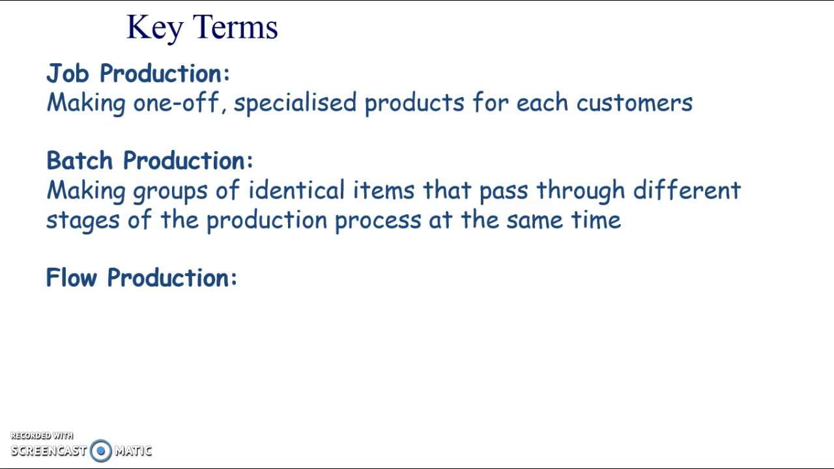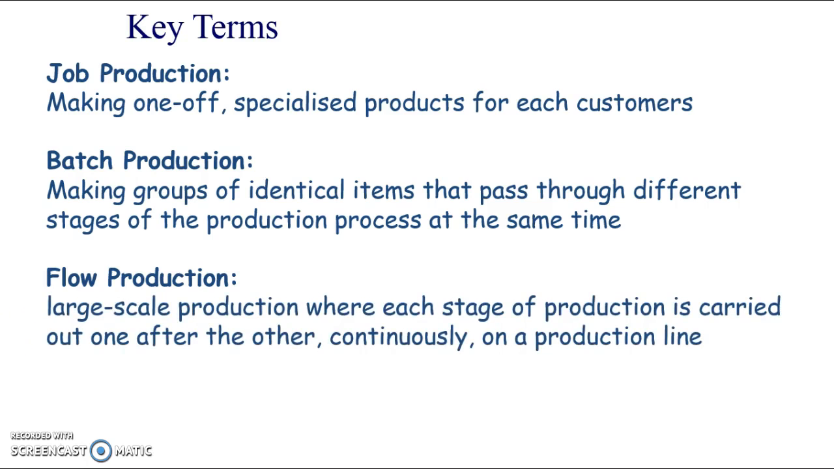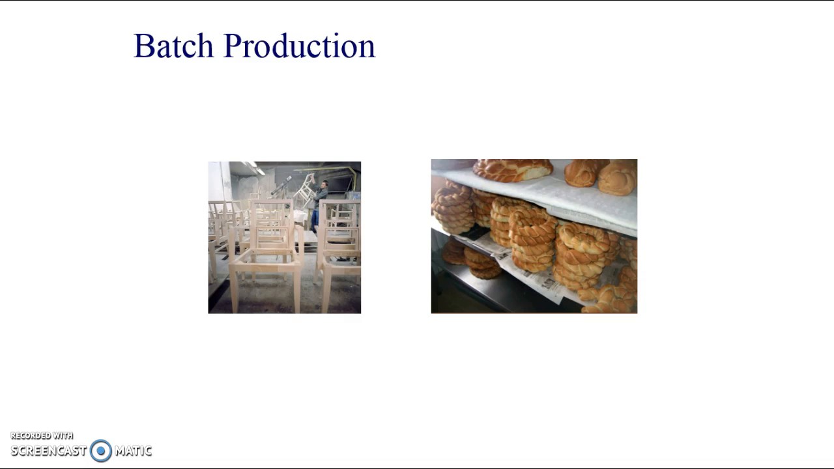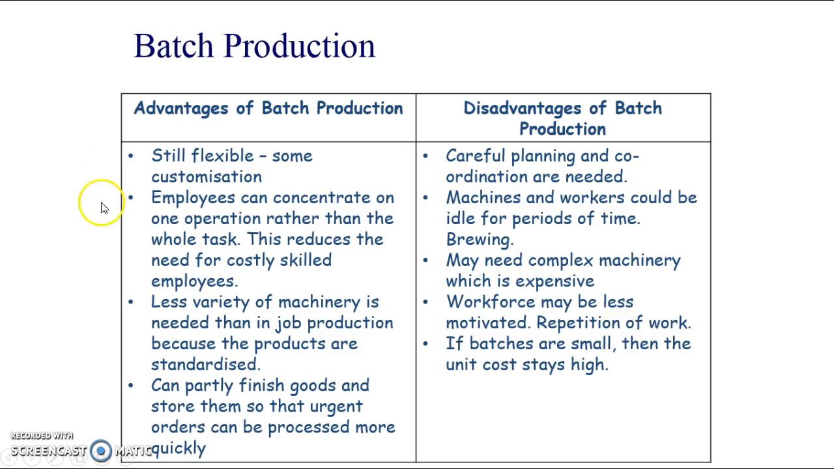And then flow production is large-scale production where each stage of production is carried out one after the other continuously on a production line. It's quite a bit of a mouthful there. But I'll go through some of the features of it in a second. It is very important though that you do remember batch production from Unit 1. So here I've got a picture of some chairs being produced in batches, and bakery, it's a very common example we use. So this was in the Unit 1 presentation.